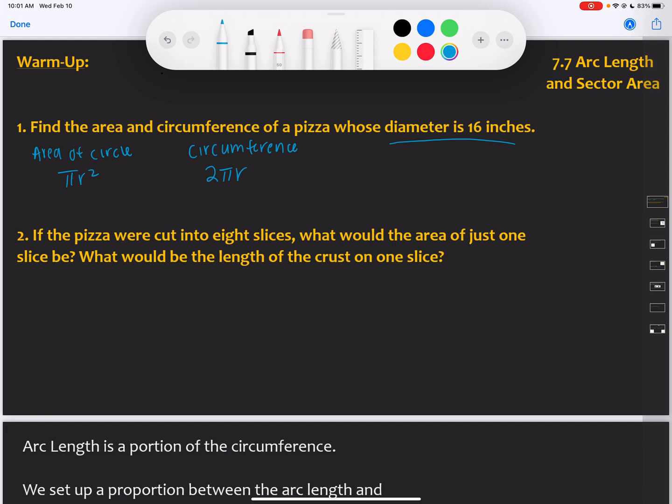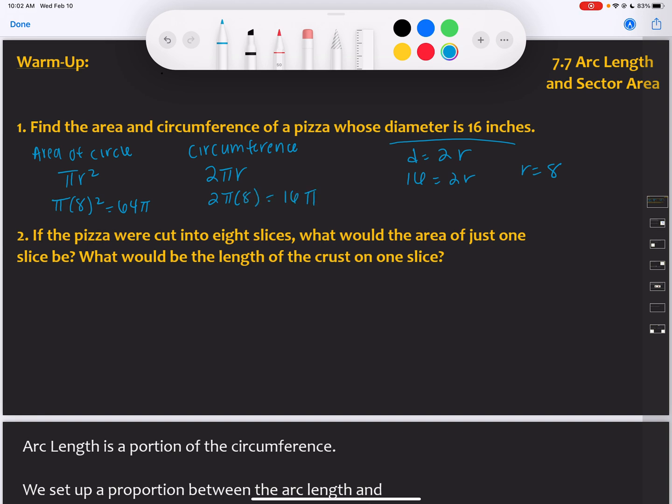So the first thing is diameter, we know, is 2 times the radius. So if the diameter is 16, then that means that the radius is going to be 8. Okay, so with the radius being 8, you can just substitute those values in. So pi times 8 squared, that's going to be 64 pi. And then for the circumference, we have 2 pi times 8, which is 16 pi.